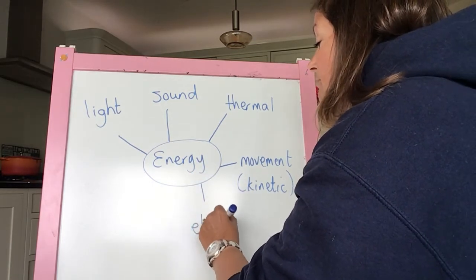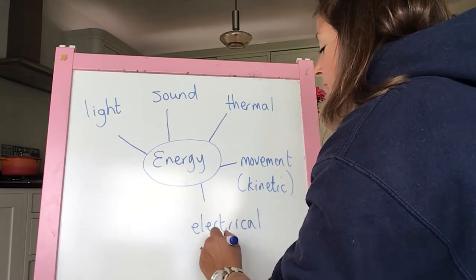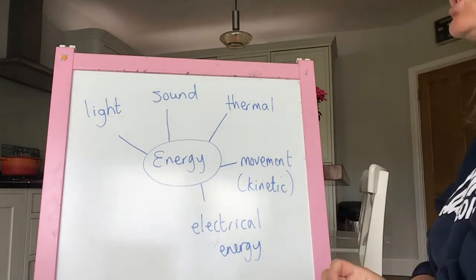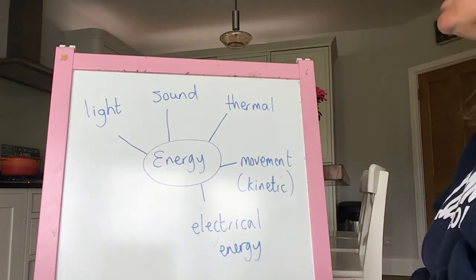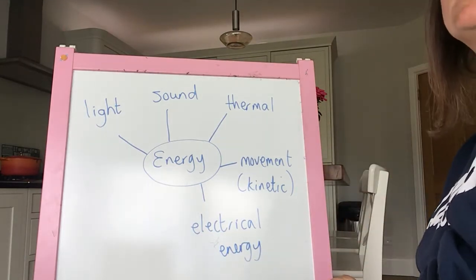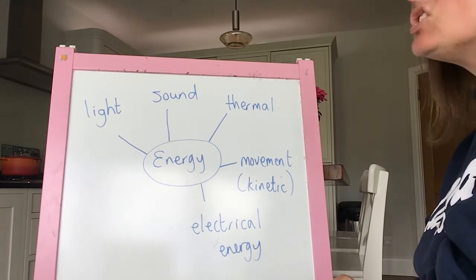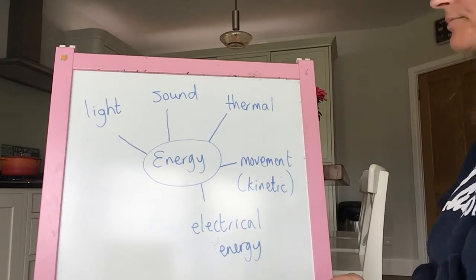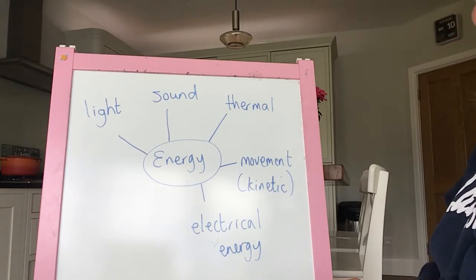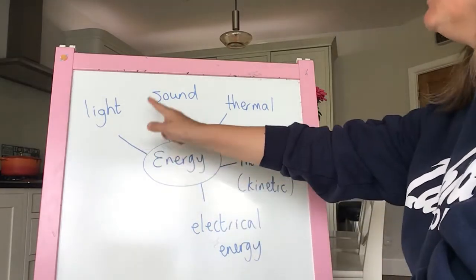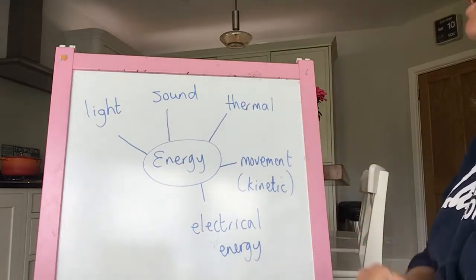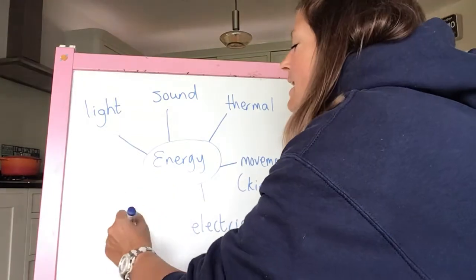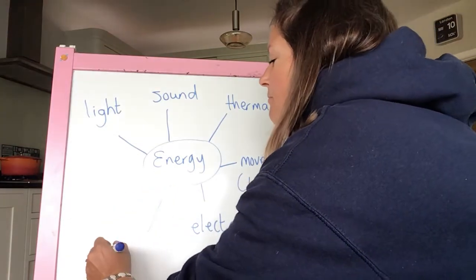Okay, next one then. Electrical energy. That's the energy that's used to make your washing machine work, your dishwasher, your television, your computer, your iPad. Electrical energy. Right, so how many have we got now? 1, 2, 3, 4, 5. So the next one, chemical energy.